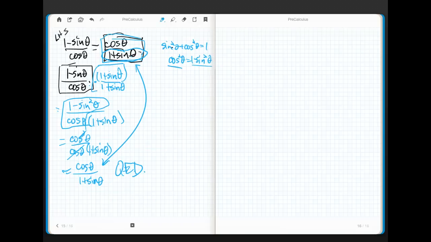Now that little trick will save you so much frustration. Let's reiterate. I'm going to change colors yet again. I see that if I'm going to turn this guy into this guy, I'm going to need a 1 plus sine theta in the denominator. So I just manufacture it by multiplying through by a goofy looking 1. And then the rest sort of takes care of itself. It's the quickest little trick that's so useful.